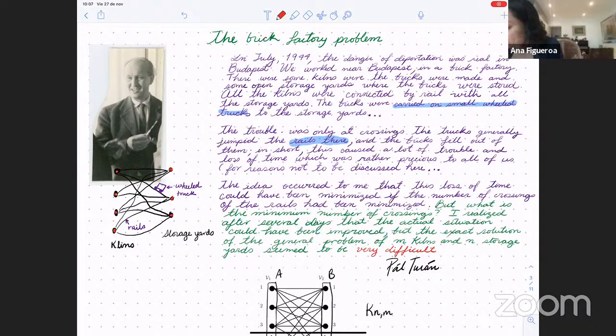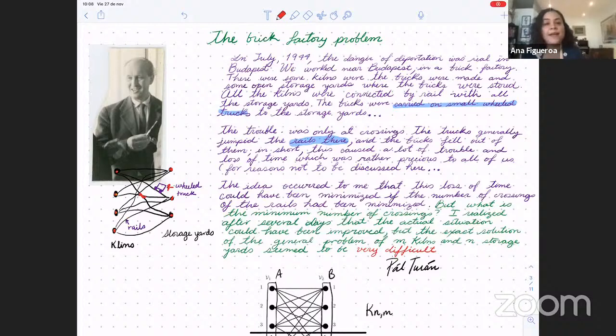And all the kilns were connected by rail with all the storage yards. The bricks were carried on some small wheeled trucks to the storage yards. The trouble was only in the crossings. The trucks generally jumped off the rails there and the bricks fell out of them. In short, this caused a lot of trouble and loss of time, which was rather precious to all of us for reasons not to be discussed here. The idea occurred to me that this loss of time could have been minimized if the number of crossings of the rails had been minimized. But what is the minimum number of crossings? I realized after several days that the actual situation could have been improved, but the exact solution of the general problem of m kilns and n storage yards seems to be very difficult.